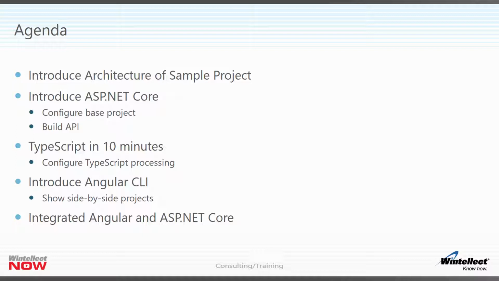And then we're going to introduce the Angular CLI. That's the command line interface. This is going to help make setting up and managing our Angular project a heck of a lot easier. And we'll show a side-by-side project architecture where our Angular application lives next to our ASP.NET Core application during development and then merges together as we deploy for production. Finally, I'll show you an integrated Angular and ASP.NET Core project type that you might find a heck of a lot easier to use and you can get started with right away.